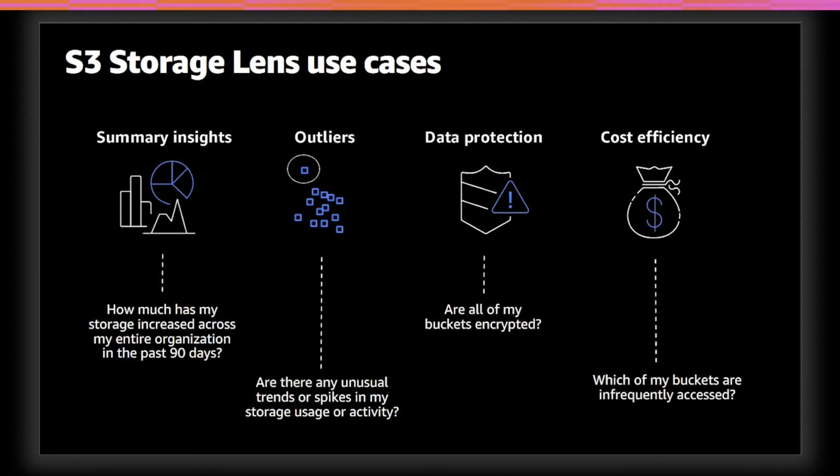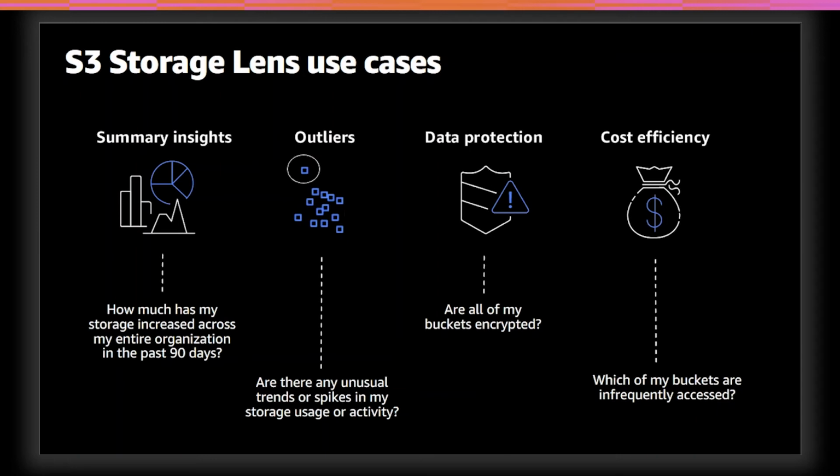Having quick access to these kinds of summary metrics allows you to stay informed about your storage, even as the number of accounts and buckets grow into the hundreds or even thousands. Second is Outlier Detection, which are call-outs for unusual upward or downward spikes based on a statistical evaluation of your data over the last 30 days.